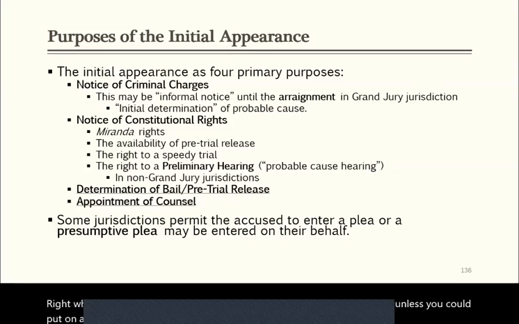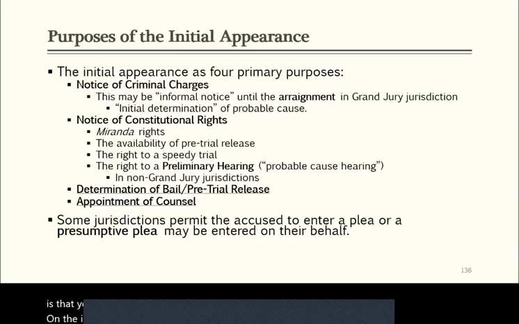So the determination of bail is probably one of the most important parts of this initial appearance. And the reason I say that is because at this stage, the determination of bail will ultimately often determine how a case goes. So if you are denied bail, the more likely it is that you will be convicted, and the more likely it is that you'll receive a harsher sentence. Well, the idea is you have limited access to your attorney, you have limited access to anything along those lines.